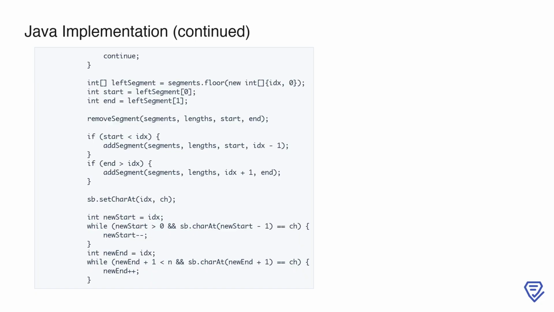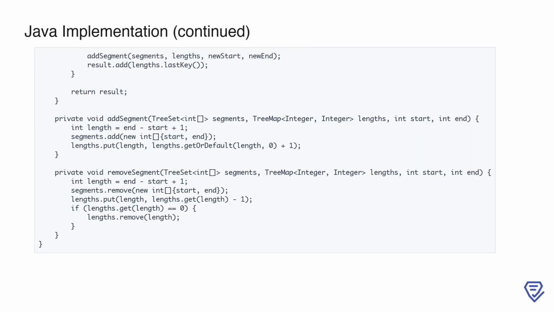Using a while loop, we expand the new segment boundaries by moving left and right as long as the characters match the new query character. Once the new segment boundaries are determined, we add the updated segment back into the segments and lengths data structures using the addSegment helper method.